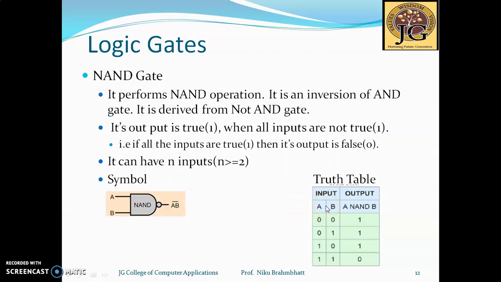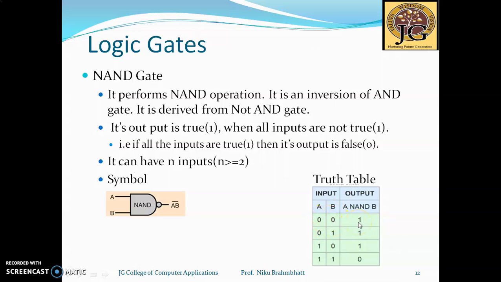So the truth table. Make two columns a and b and one column for output. You can write a NAND b, or you can also write it in this way. All four combinations are like 0 0, 0 1, 1 0, and 1 1. Now where do we need to put 1 or 0? From the definition you can say that output is 1 when all inputs are not true. So from these combinations, this is a row where all inputs are not true.